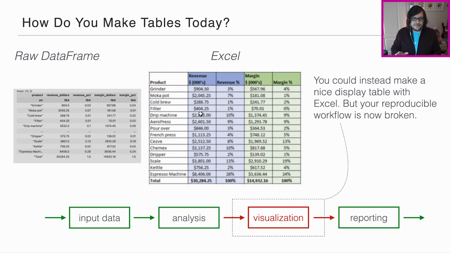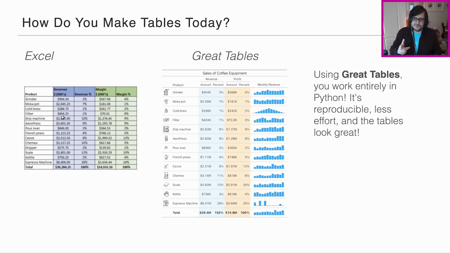It's a bit raw. Another idea, this is what a lot of people do. I'm guilty of this. You can bring your data to Excel and then make the table there. Now the problem is, and this is what I discussed before, that now your workflow is not reproducible. It's a bit broken in that way. So not great. I mean, you got the table done, but at the expense of breaking your reproducible workflow. So our idea is you can use an API like Great Tables and work entirely in Python. It's reproducible, probably less effort overall, and the tables look really good. So you're not losing anything by keeping it in Python. You're actually gaining a lot because it's pretty great.